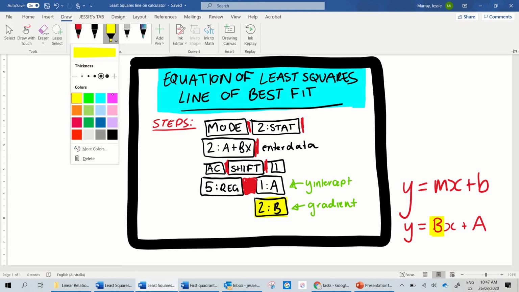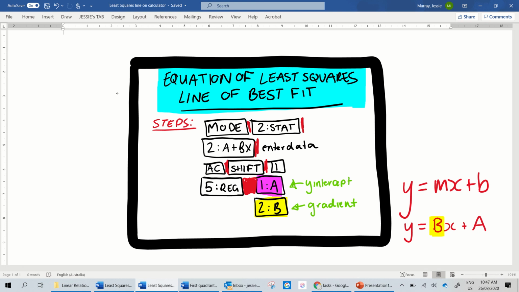Then when you press your 1a on your calculator, that's going to give you the y-intercept. Then that's going to give you the equation of the line of best fit, okay? So it's all calculator work. You enter the data, press those buttons, it's going to give it to you.